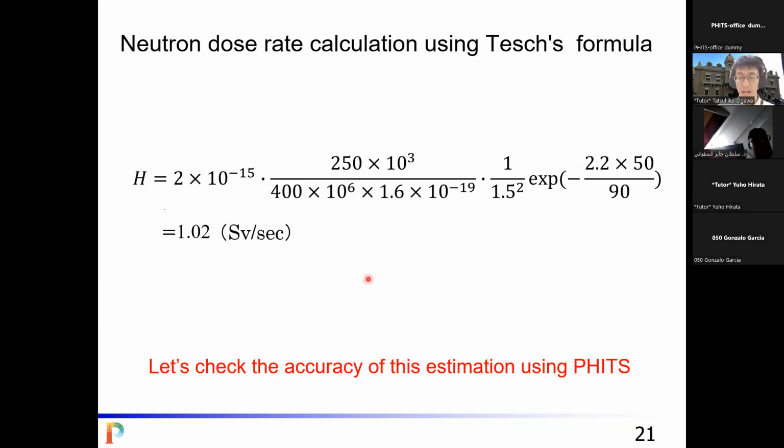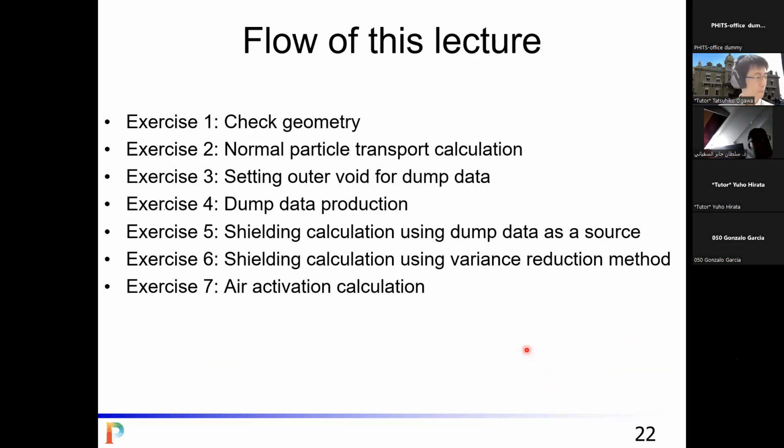And in the same way as gamma shielding, we then switch to PHITS calculation to compare this value with the result of a PHITS calculation. This time we go through 7 steps. Please don't give up. Let's go on.